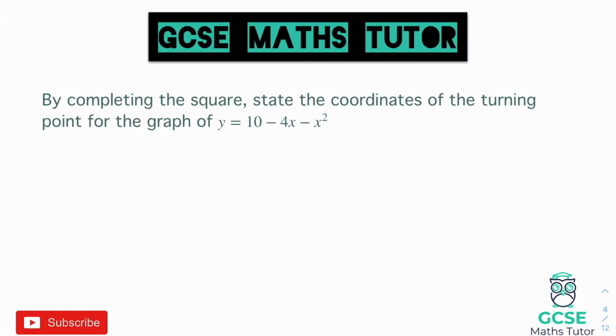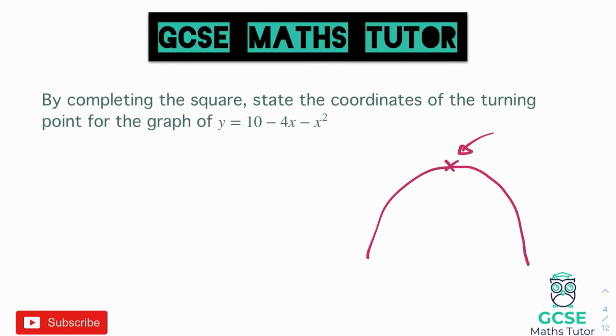Okay, so here's our question. By completing the square, state the coordinates of the turning point for the graph of y equals 10 minus 4x minus x squared. Now we already know that it's sloping this way, and that turning point, that point right at the top of the curve there, is what we're trying to find.